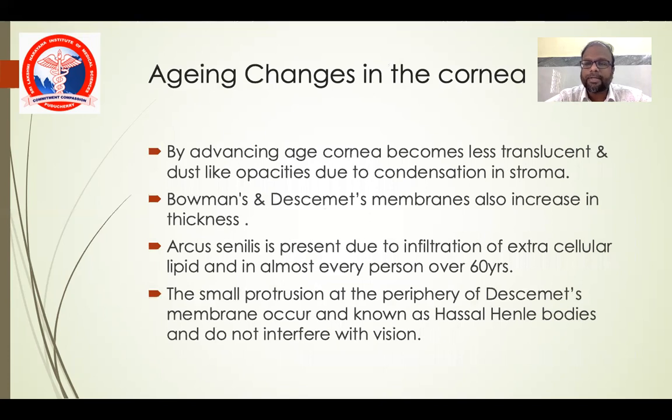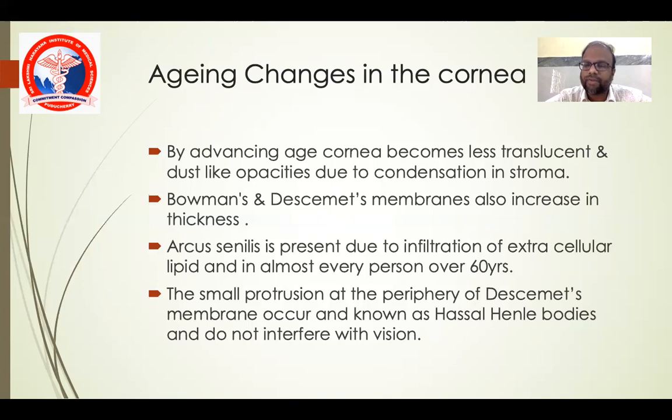Okay, so what happens with aging in the cornea? With advancing age, the cornea becomes less translucent, and there is a dust-like opacification due to condensation of the stroma. There is haziness in the cornea with aging. Both Bowman's and Descemet's membranes also increase in thickness. There is an arcus senilis, a wide ring-like arc present at the periphery of the cornea.